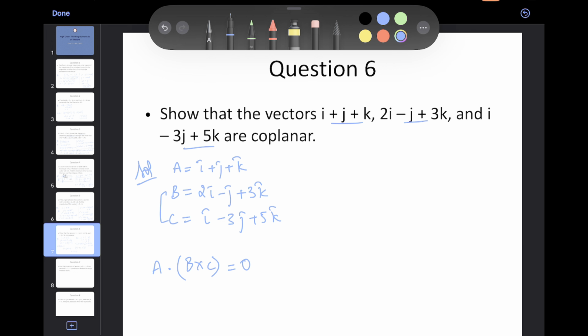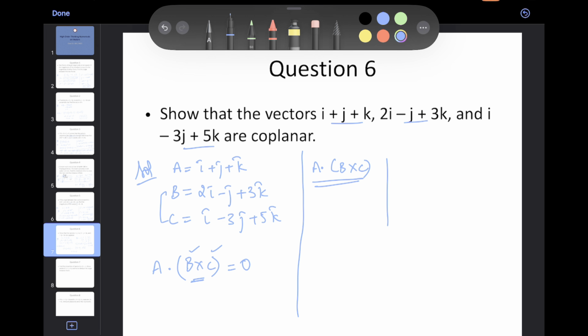Why? Because B cross C gives you a vector which is perpendicular to both B and C. And if it is perpendicular to A, okay, then only the answer would be 0. So if B cross C and A are perpendicular, that means that A should be in the plane of B and C. So you have to check the determinant and you can directly solve this. And how can you solve?